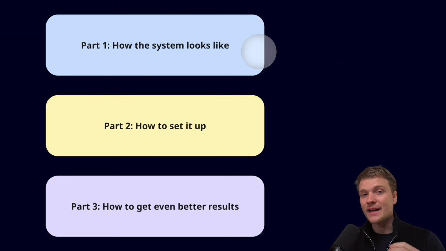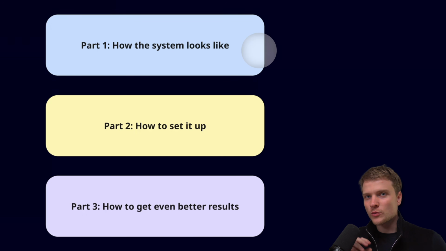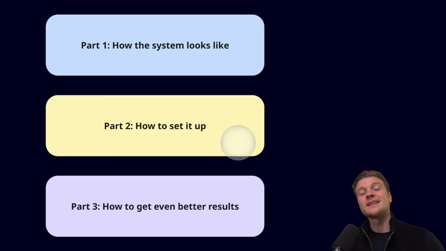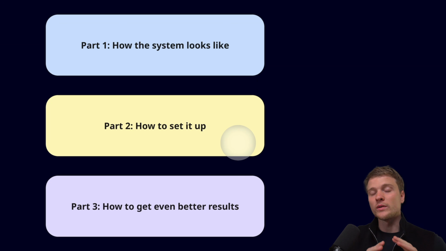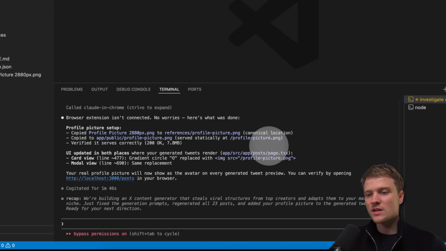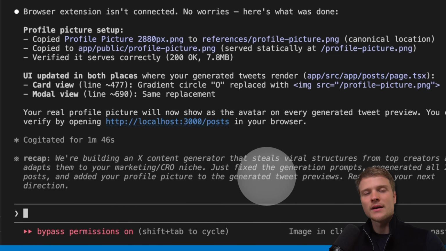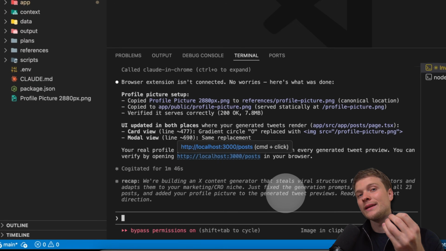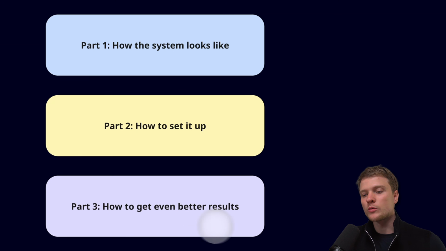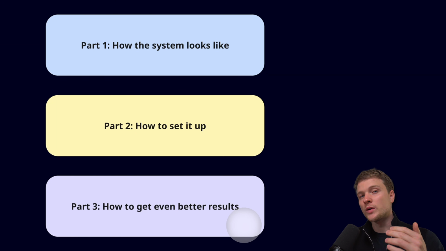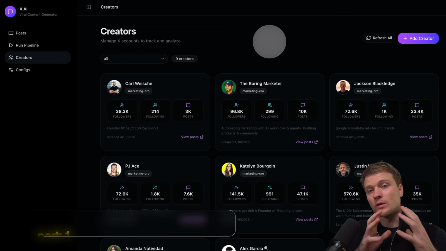So this video will have 3 parts. First of all, I'll show you how the system looks like inside in detail. We will check out the quality of this content that it's producing, so you'll understand everything very clearly. Second, I'll show you how to set it up in less than 10 minutes, even if you're a complete beginner with Claude Code. Don't worry, even though the system was built using Claude Code, you will be able to interact with it very simply using this very intuitive chat interface in your plain English. And finally, we'll discuss how to get even better results for your Twitter growth strategy. So let's dive in.